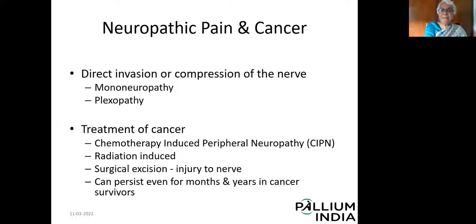So neuropathic pain can be due to direct invasion or compression of the nerve by the cancer, or it can be even due to the treatment of cancer, whether it is chemotherapy-induced peripheral neuropathy, because the chemotherapy drugs, besides killing the cancer cells, can also harm the peripheral nerves. So that is called chemotherapy-induced peripheral neuropathy. It can be radiation-induced. It can be due to the excision of the tumor leading to nerve injury. It can also be present in cancer survivors for months and years, even after the treatment has been stopped. They can still suffer from neuropathic pain, very commonly seen.